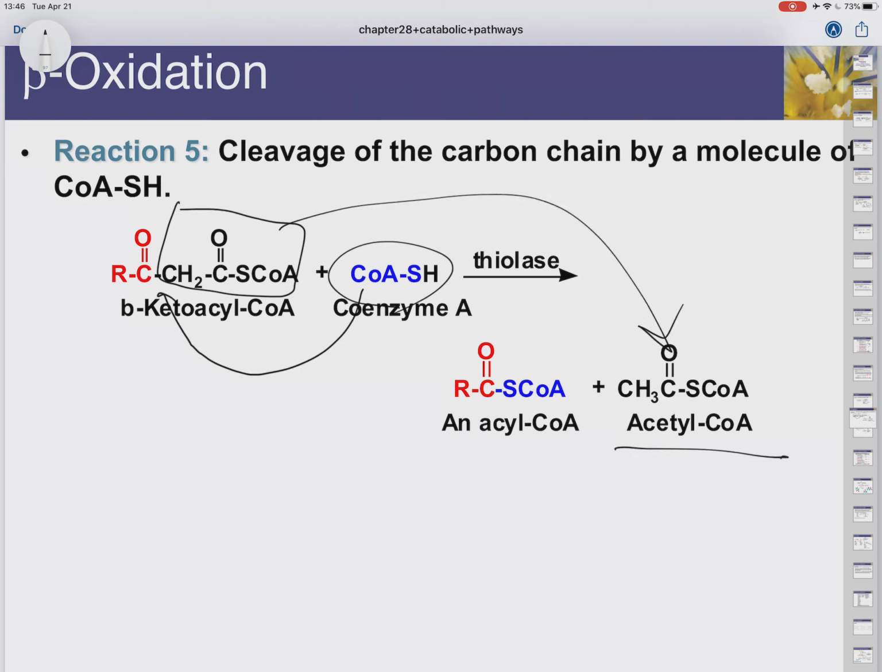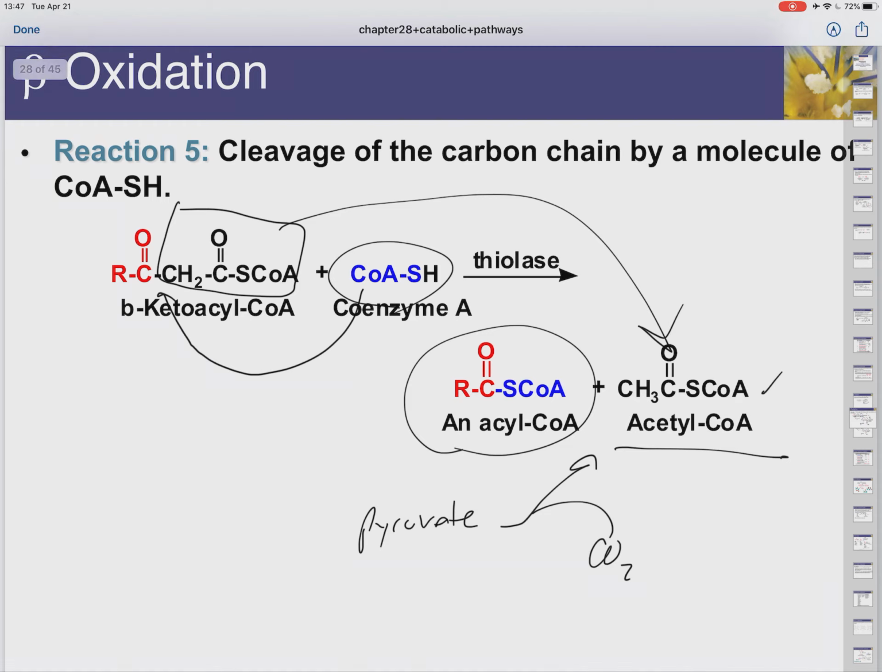And this is just exactly what we would have gotten if pyruvate had been oxidized, given off a CO2, and added to a regular molecule of coenzyme A. We would have had acetyl-CoA. And then this is another one, effectively a 2-carbon-shorter molecule that can undergo those 5 reactions again.